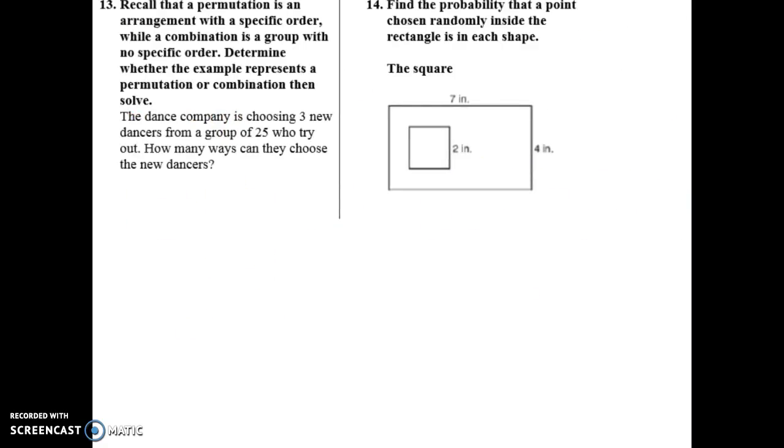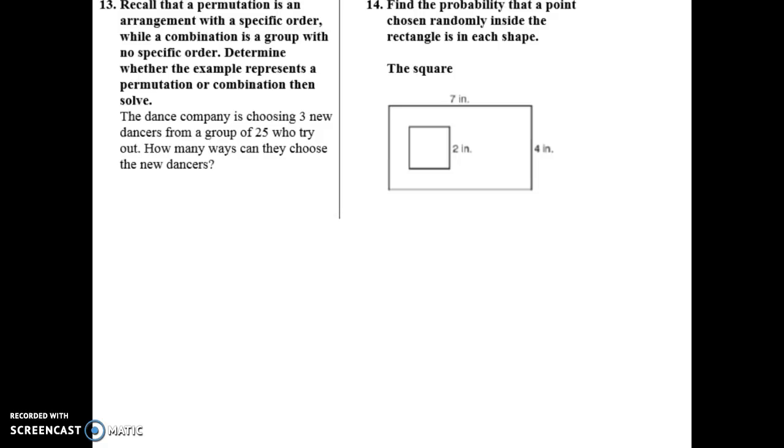For number 13, it says, recall that a permutation is an arrangement with a specific order, while a combination is a group with no specific order. Determine whether the example represents a permutation or combination, then solve. So it says a dance company is choosing 3 new dancers from a group of 25 who try out. How many ways can they choose the new dancers?